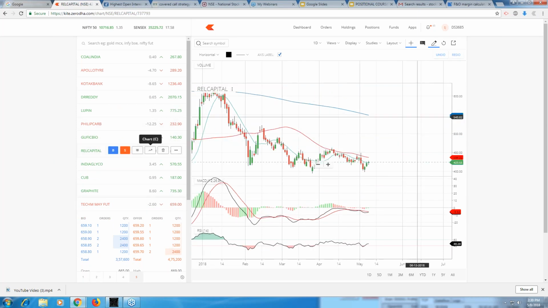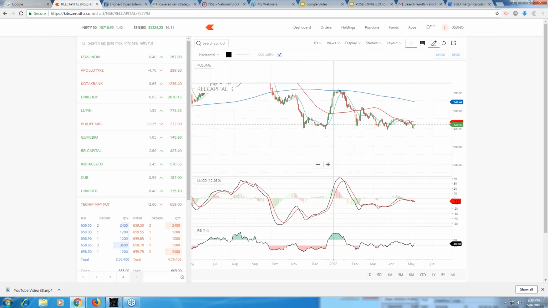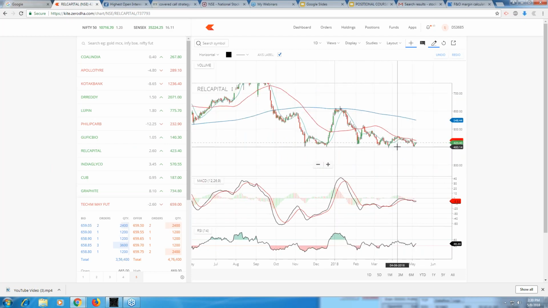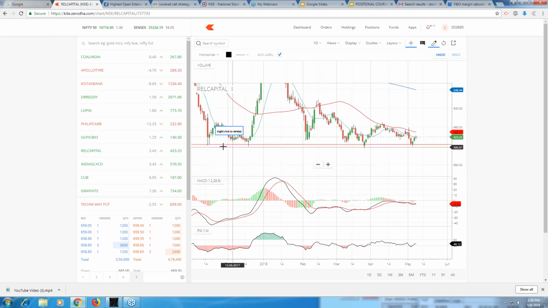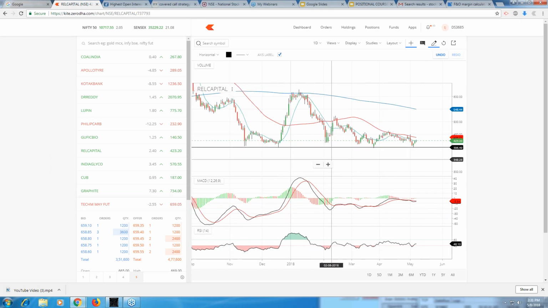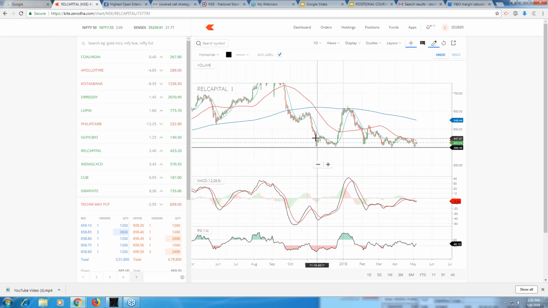So let's see. This is Reliance Capital, right? So let me just draw very, very clear support regions. This particular value, let me make it more precise so that you can see it. It is 401, or I would rather say it is 400, which is a demand zone for Reliance Capital. Every time the stock comes to the level of 400 or 395 or 396, there is a huge buying that takes place every time. Once, twice, three, four.